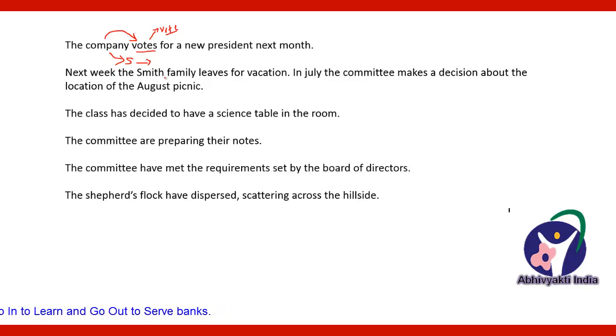Next week the Smith family leaves for vacation. Smith family is a collective noun and they are leaving for the vacation. It means they are doing the same act. So it will be taken as a singular noun, and so it will take a singular verb, that is leaves. Next is: in July the committee makes a decision about the location of the August picnic. Again here committee is a group, and so it will be makes, a singular verb.